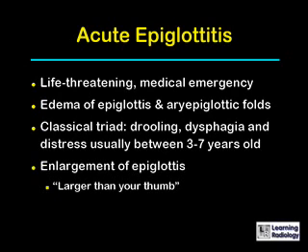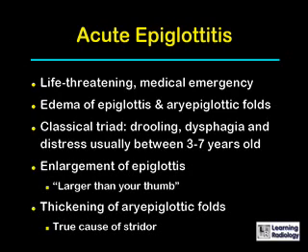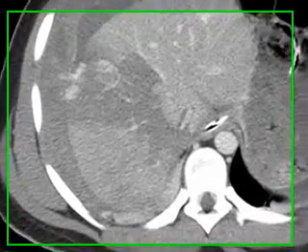The epiglottis becomes enlarged. It's larger than your thumb. and there is thickening of the aryepiglottic folds, which is the true cause of stridor in these patients. Here is the next case.